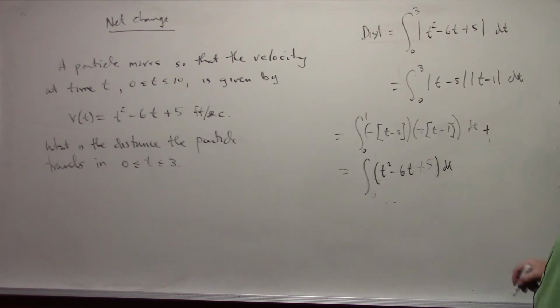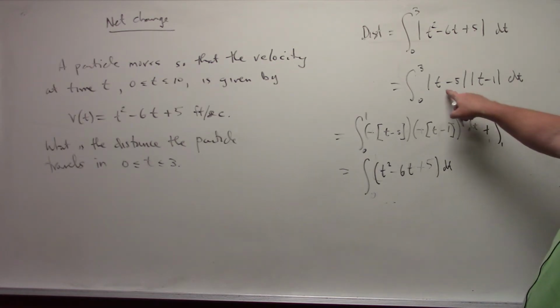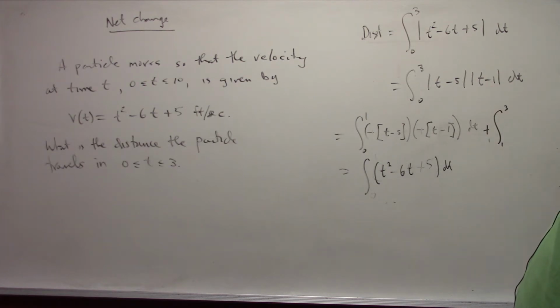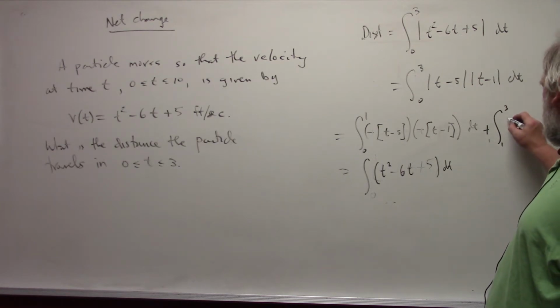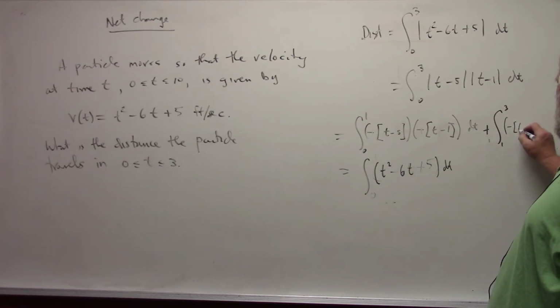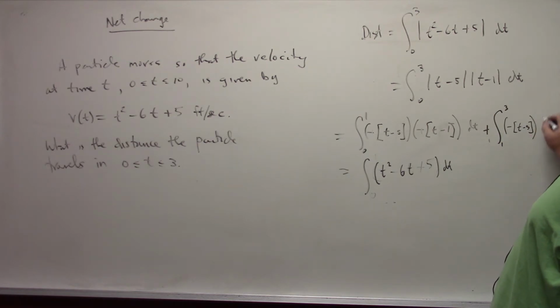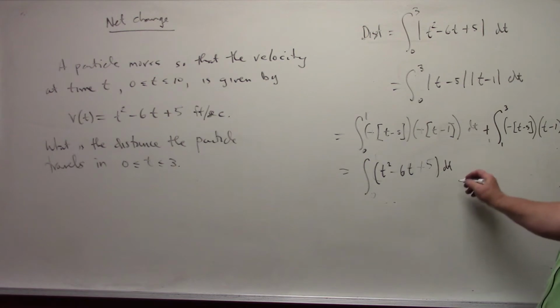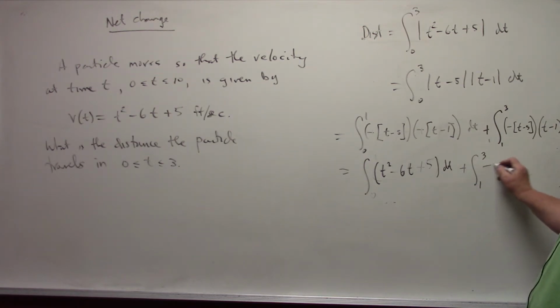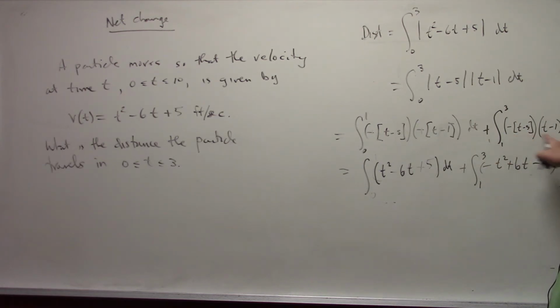But plus, we have the integral from 1 to 3, and in that piece, the t minus 5 part is negative, but the t minus 1 part is positive when I take it out of the absolute value. So again, I'm going to write this as I did before. It's the negative of t minus 5 times positive t minus 1. And notice what happens here. In this case, I get plus the integral from 1 to 3 of negative t squared plus 6t minus 5. I'm just multiplying this by a negative.